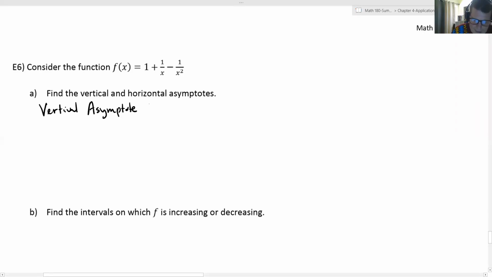So we have a vertical asymptote at x equals 0. Make sure you got that, right? Because x cannot equal 0. And now, what about the horizontal asymptotes?